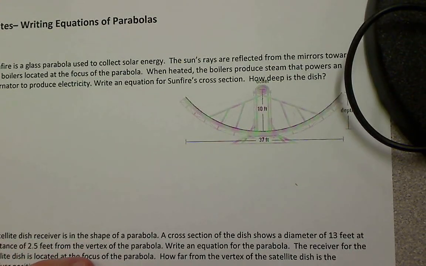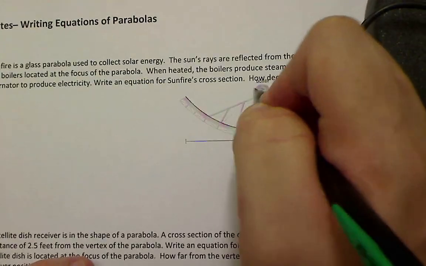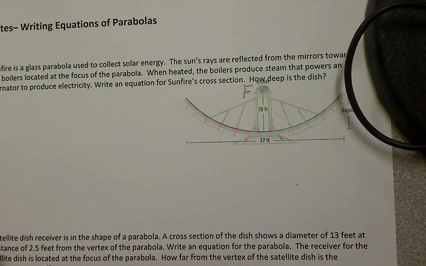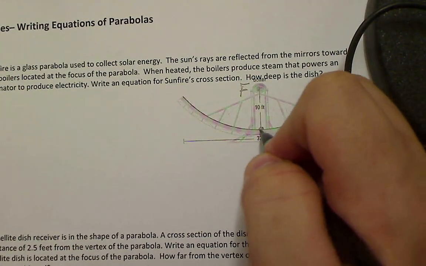All right. Look at some word problems. Don't be frightened by these because it'll give you the information that you need. What you do know is this, that this point right here is your focus point. This is your vertex point right here.